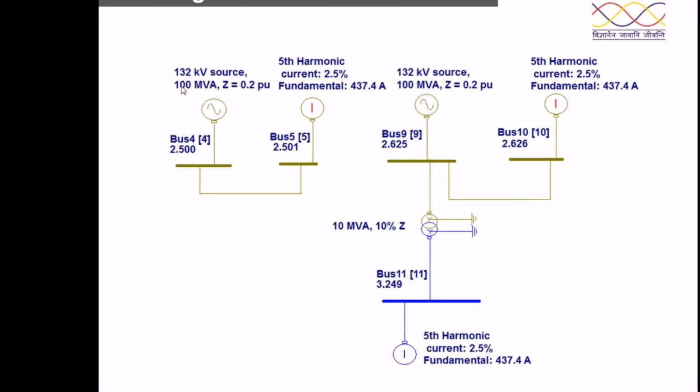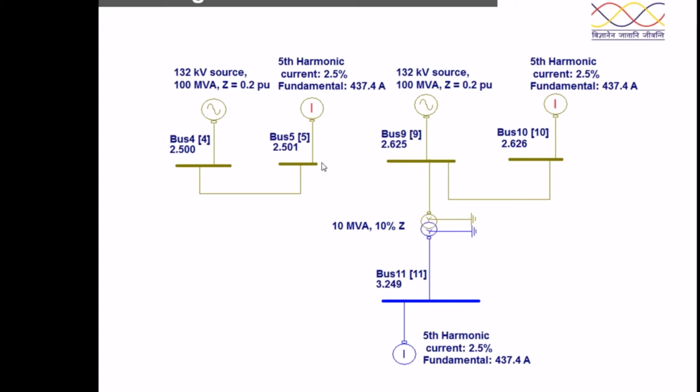For example, in this case, assume that you have a 132 kV source, 100 MVA, Z is 0.2 per unit on 100 MVA base. There is a fifth harmonic current, 2.5%, you are injecting. Fundamental current is 437.4 ampere, because on 100 MVA base, 1 per unit current corresponds, on 132 kV voltage level, to 437.4 ampere. That is 100 into 1000 divided by root 3 into 132.